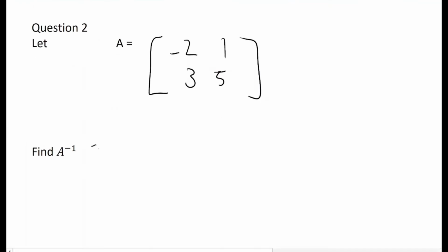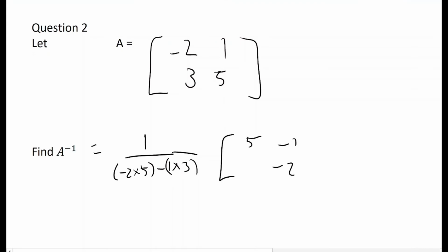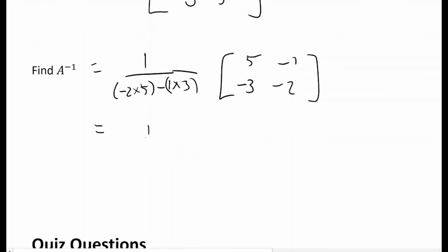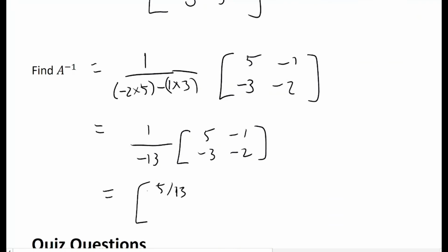All right, same process for this. Find A inverse. A inverse equals 1 over. Now, the determinant is going to be minus 2 times 5, take away 1 times 3. So we just keep that in mind. We're then going to flip these numbers, so 5, minus 2, and negate the other numbers, minus 1, minus 3, just like that. So this is going to be 1 over minus 13 times 5, minus 1, minus 3, minus 2. So what we're left with is 5 over 13, negative 1 over 13, negative 3 over 13, and negative 2 over 13. That is our inverse, A inverse.